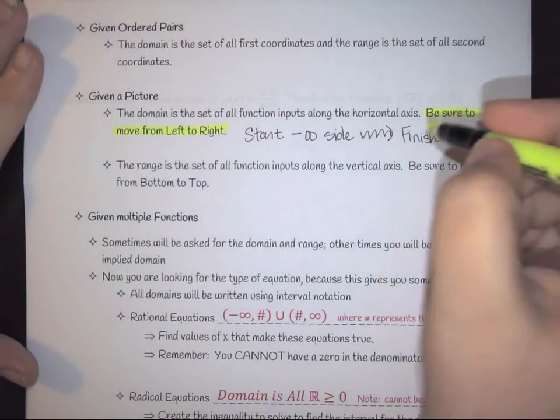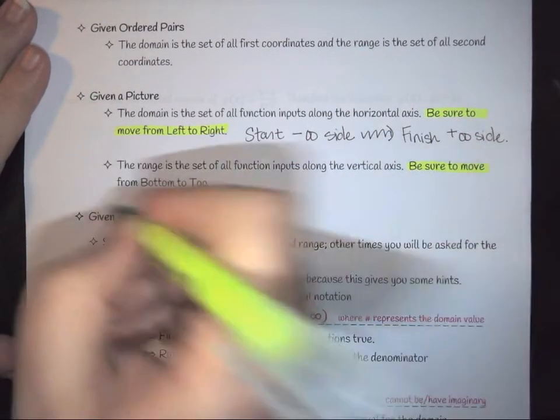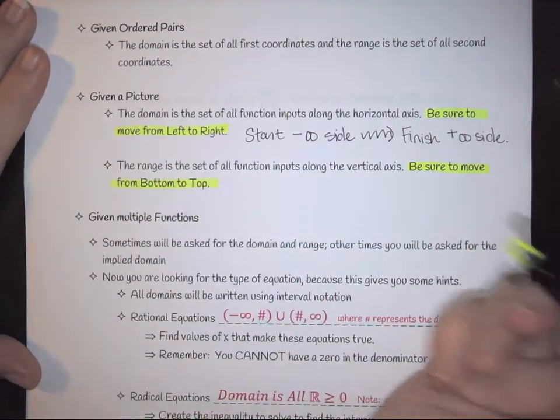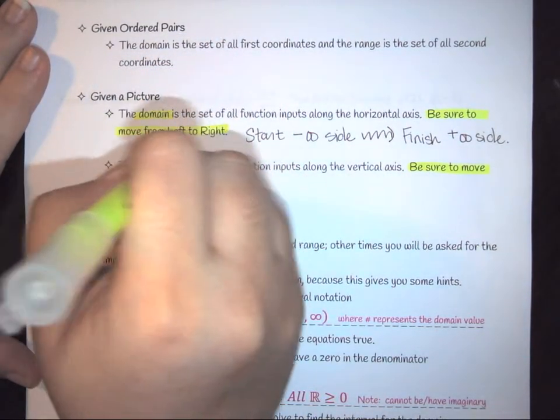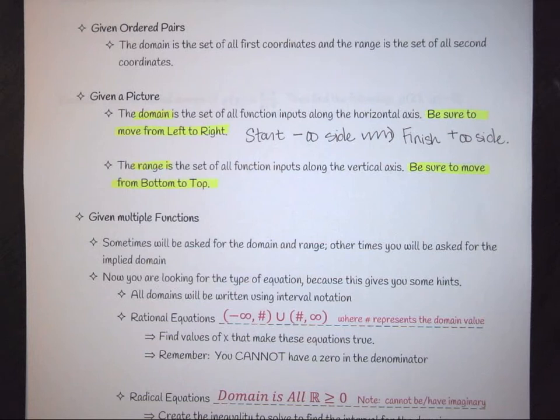Well, it's the same with your range. You need to make sure that you are moving bottom to top. Okay, again, starting from your negative infinity, which is the bottom, going up through to your positive infinity, which is the top.